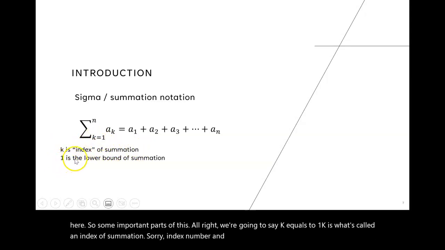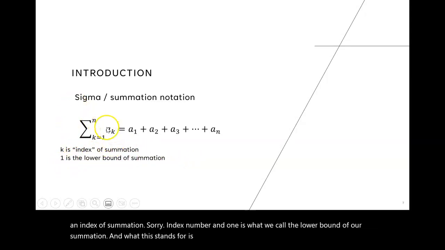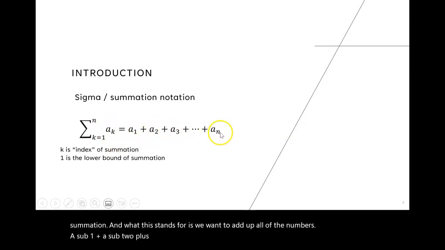And 1 is what we call the lower bound of our summation. And what this stands for is we want to add up all of the numbers a sub 1 plus a sub 2 plus a sub 3 all the way up till a sub n, which is our top number right here. It's not necessarily going to be an n.